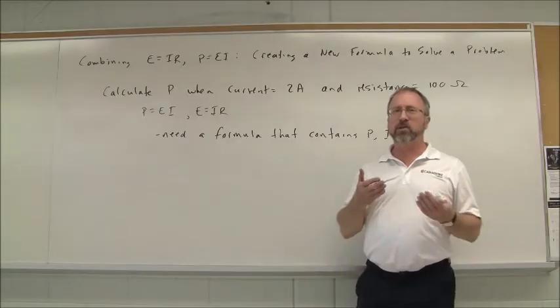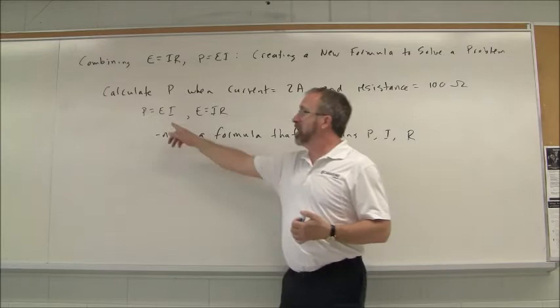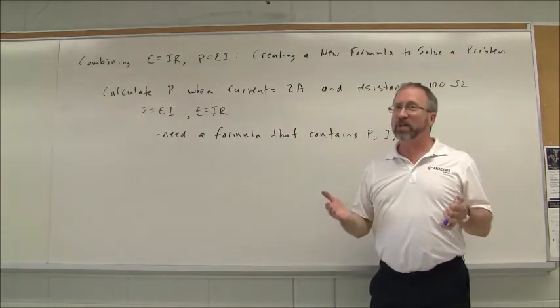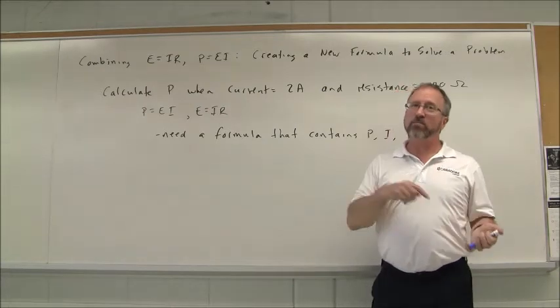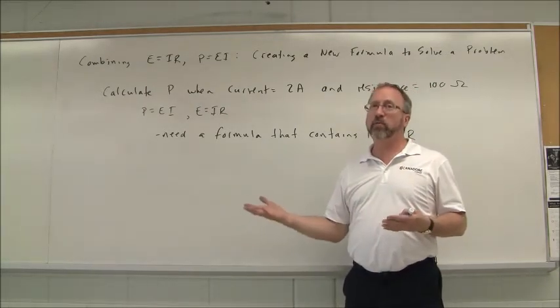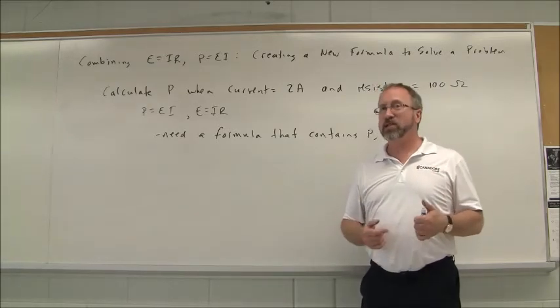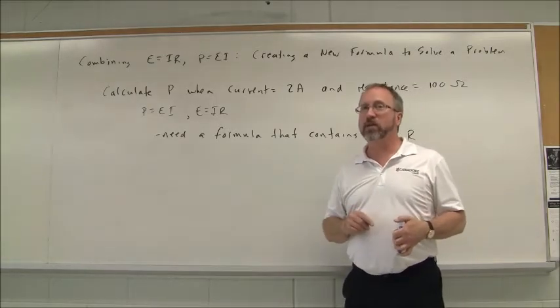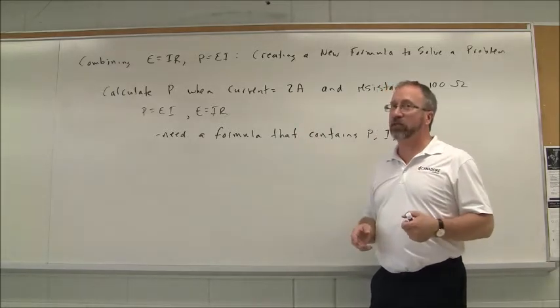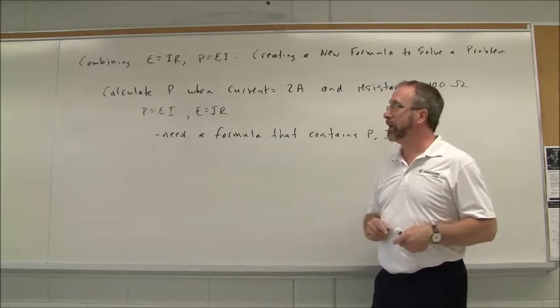One of the problems in electricity, working with P equals E times I and E equals I times R, is we don't always have all the pieces that we need. Now, in a separate video, I showed you how sometimes you can calculate what you need from one formula to plug in the piece you're missing in the other. But there's another way to do it. You can also create a new formula from the two existing formulas, and that's what we'll look at today.